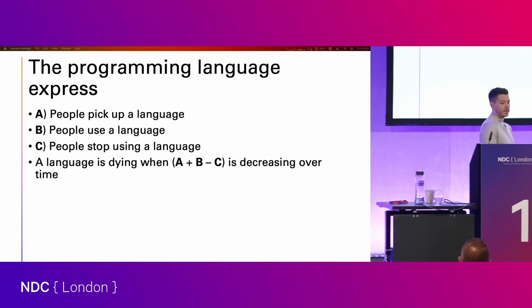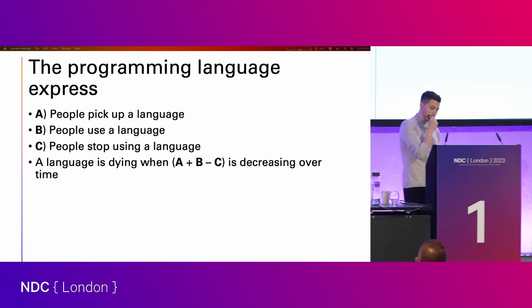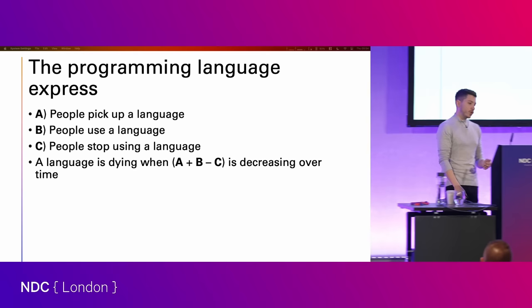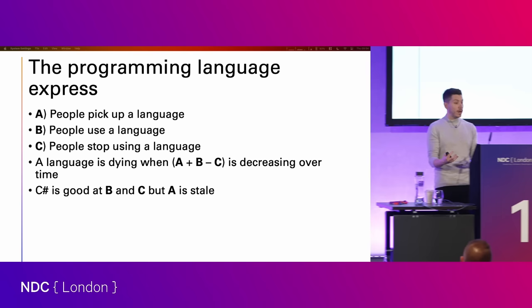So effectively, the fewer people you have using a language over time, that's when your language is dying. But there's also a catch-22 with this situation, because the more people use a language, the more people are likely to use a language. And the more people stop using a language, the more people will stop using it because it's not popular anymore. So if you get into that downhill trend, it's very hard to recover. C# is good at B and C. At people using the language, they love it. I absolutely love it. And I've written many languages since I got started with C#, and always something is missing.